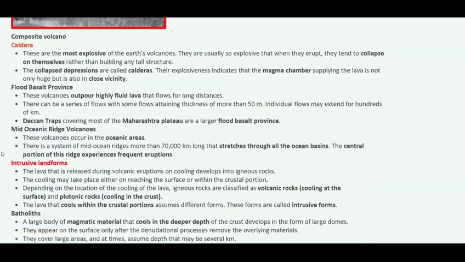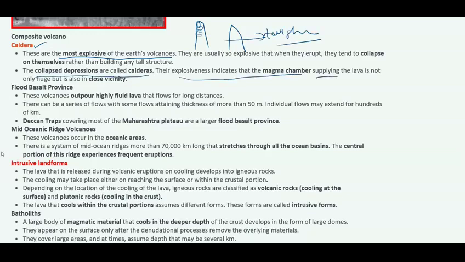Next, caldera. Calderas are the most important among all the volcanoes. These are the most explosive of the earth's volcanoes. When they explode, they collapse on themselves and form structures. The collapsed depressions are called calderas. The explosiveness indicates that the magma chamber supplying the lava is not only huge but also in close vicinity. That means the magma is very close to the earth's surface, so it is very highly explosive in nature.